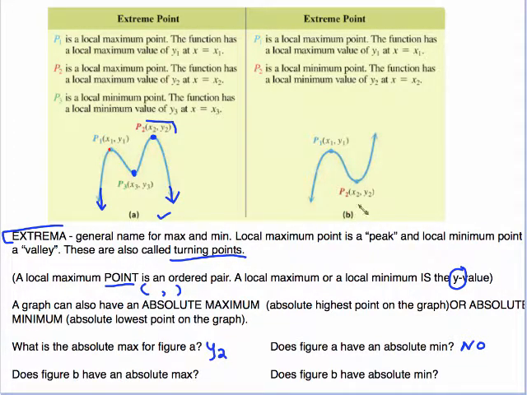Does figure B, which is this figure over here, have an absolute max? It does have a local max right there, but is that the absolute highest point in the graph? The answer is no, because that continues beyond that height forever and ever to infinity. So it does not have an absolute max. Does it have an absolute min? It does have a local min, but is that the lowest point of the graph? No, because this continues beyond that all the way down to negative infinity. So hopefully you've picked up the idea that when you've got infinity or negative infinity involved, you will not have an absolute min or absolute max.